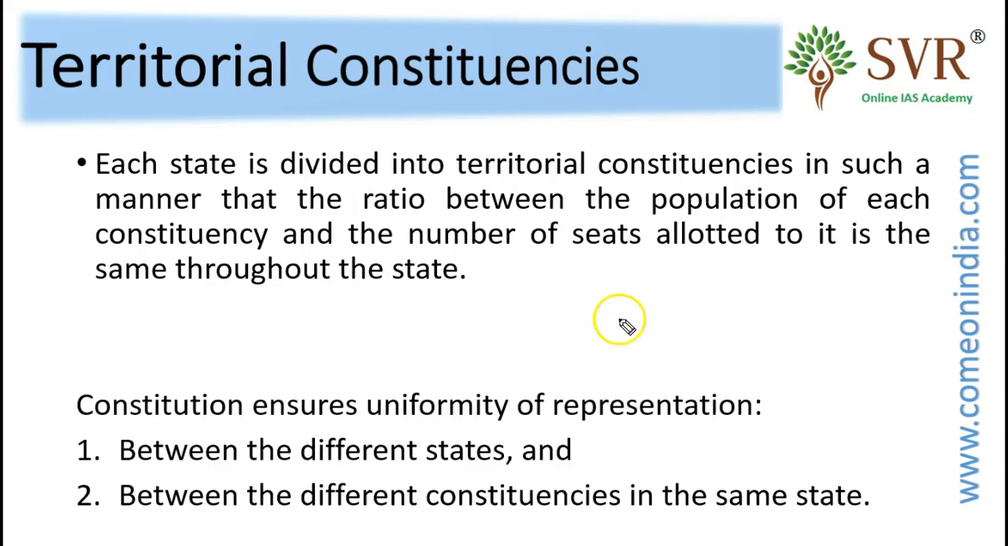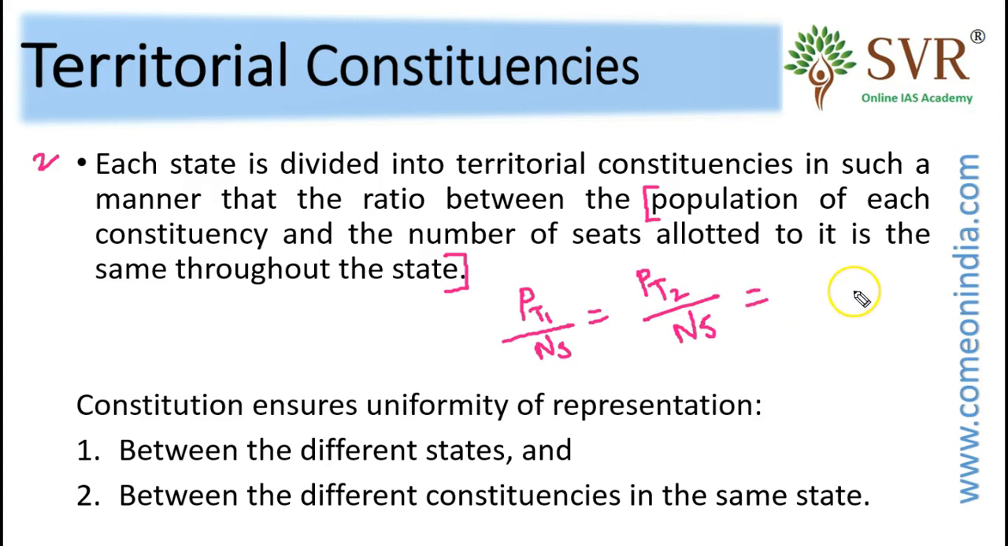The second provision in this regard states that the ratio between the population of each constituency to the number of seats allotted to it is the same throughout the state. That is, consider for example, the population of territorial constituency T1 to the number of seats allotted to it is equal to the population of territorial constituency T2 to the number of seats allotted to it. It virtually means that the population of each territorial constituency is the same. That is what is dealt with in provision 2 regarding territorial constituency.